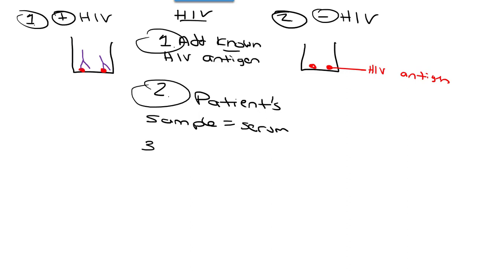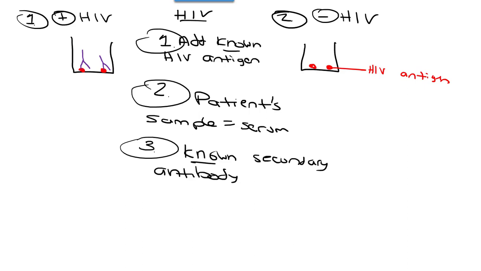Now our third step is we're going to add a known secondary antibody. When I say known, I mean I'm going to pull it out of the freezer because it's a standard thing. I bought it from a company. The secondary antibody will only bind to HIV antibodies.